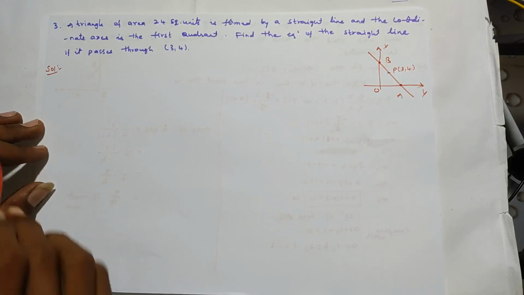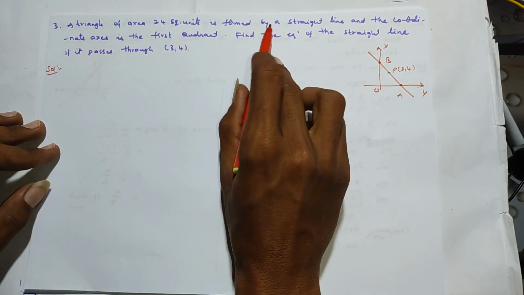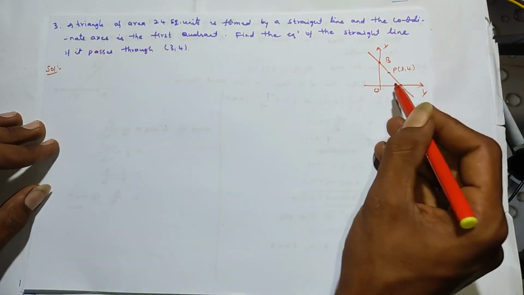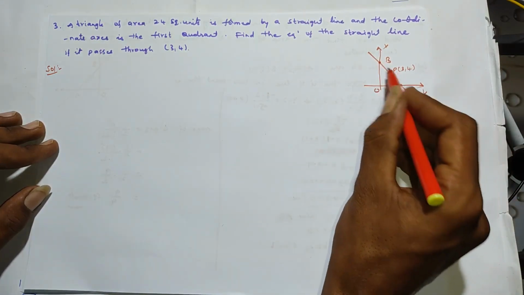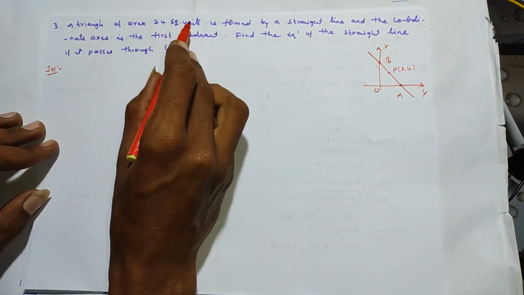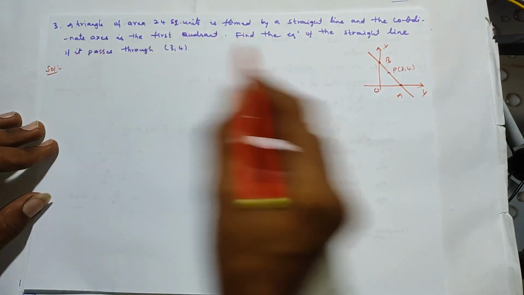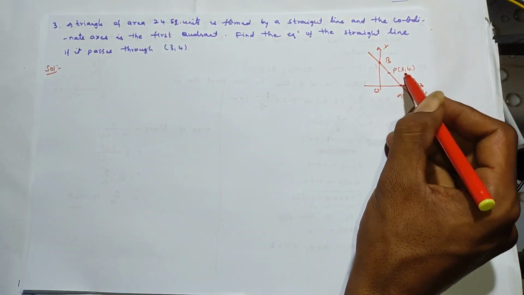Next problem. A triangle of area 24 square units is formed by a straight line and the coordinate axes. So here are the coordinate axes and one more straight line. The area of this triangle is given as 24 square units. Then find the equation of the straight line if it passes through a point P of (3, 4).